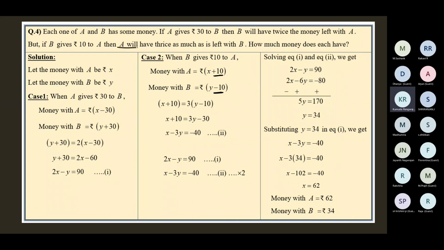What is given? A will have, meaning A equal to X plus 10 is equal to thrice as much as left with B. So 3 times B's money, 3 into Y minus 10. Will have meaning equal to. Again, open up the brackets and bring X and Y terms on one side, number on the other side. So like this, we have the two equations. Solve the two equations to find the values of X and Y.